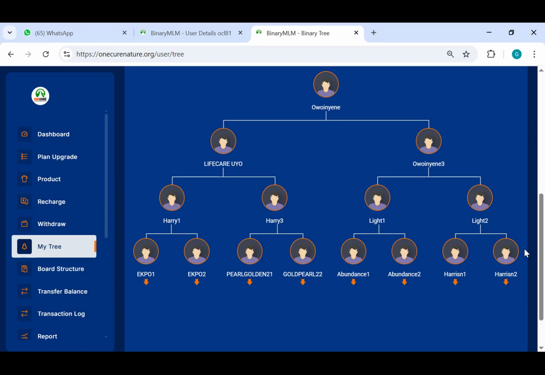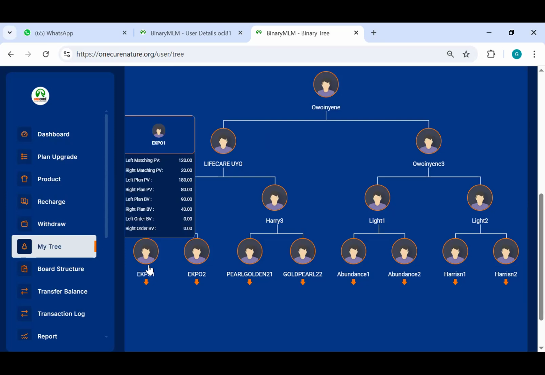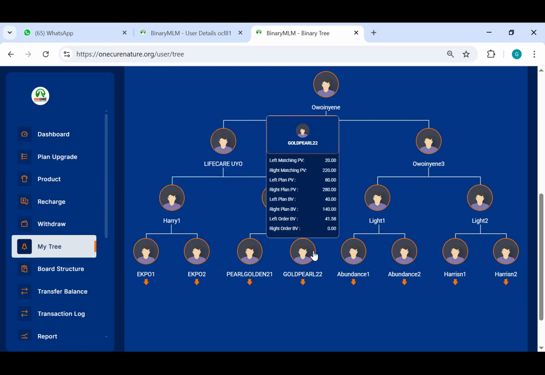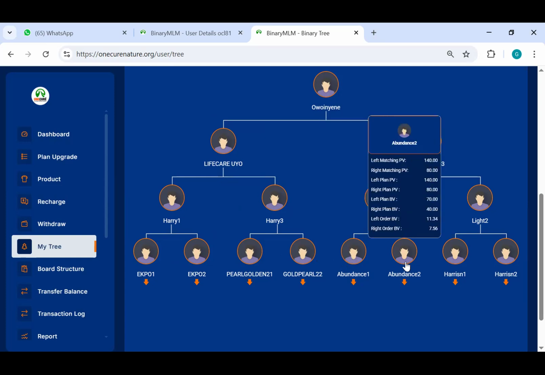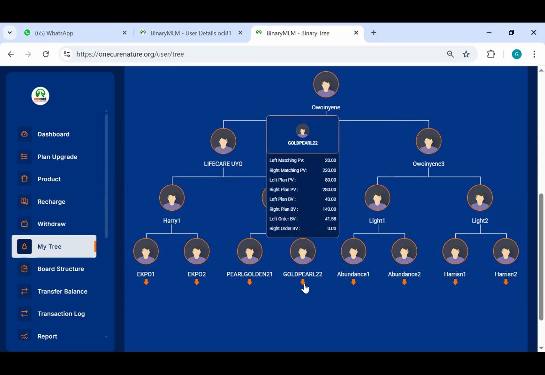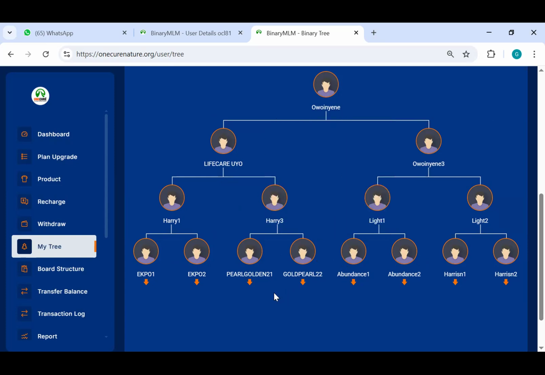This royalty occurs because this person came in, ECPO 1, ECPO 2, Pearl Gold 21, 22, Abundance 1, Abundance 2, Harrison 1, and Harrison 2. The system pays a royalty, which is different from, in addition to the referral bonuses and the matching bonuses we've spoken about.